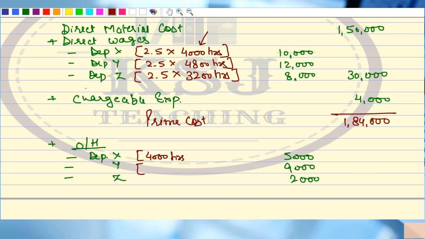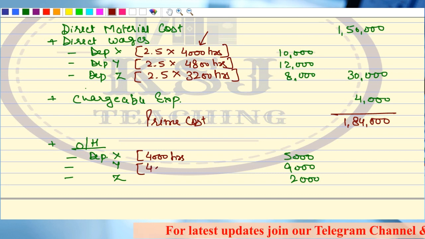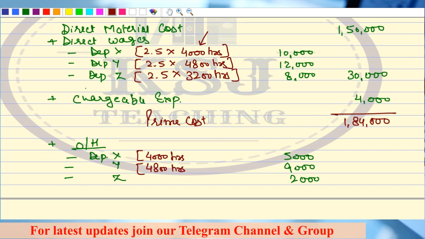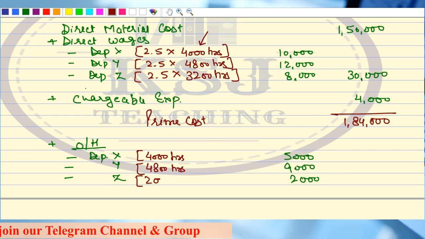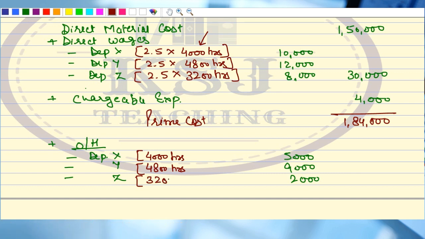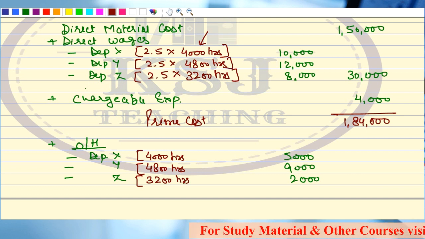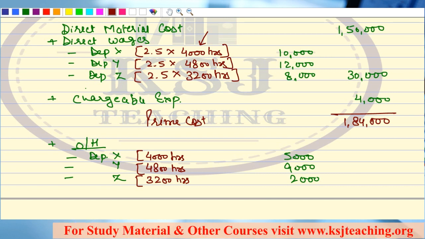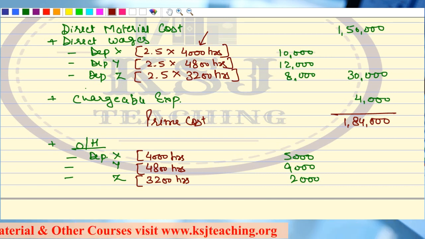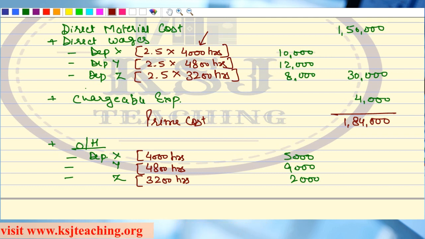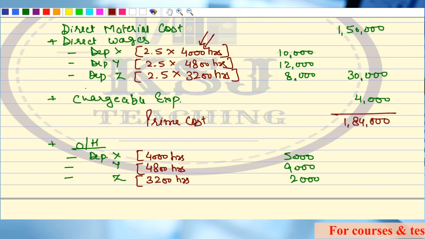right? For Y, 9,000 is the amount of overheads incurred for how many hours? For 4,800 hours. And for Z, 2,000 overheads have been incurred for how many hours? 3,200 hours. Any doubts in this point? Sir, we are absorbing overheads on the basis of labor hours. So that means the 5,000 overheads that we have incurred is for 4,000 hours that we have calculated here. That is why we calculated the total labor hours in the particular department, right?